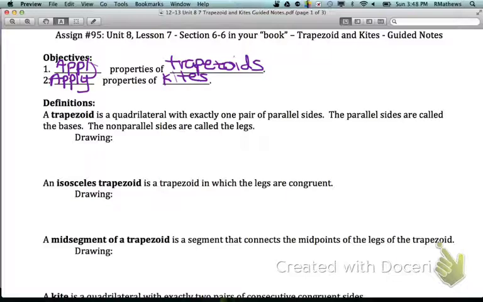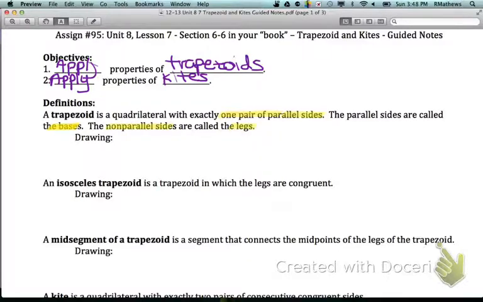So as a reminder, a trapezoid is a quadrilateral, right? This whole unit has been four-sided figures, with exactly one pair of parallel sides. So it is not a parallelogram because it has one pair of parallel sides. Parallelograms, as a reminder, have two pair of parallel sides. So we're moving on past parallelograms. So it has one pair of parallel sides. Those parallel sides are called bases, and then the non-parallel sides are called the legs, okay?